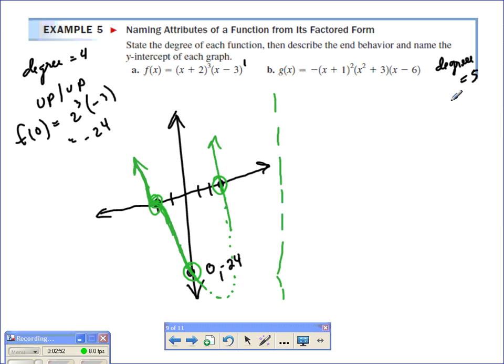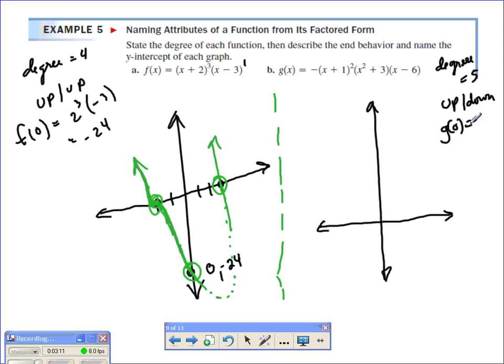And because it's 5, we know it's normally down, up, but because there's a negative out in front here, we're going to say it's up, down. And so I'm going to have something that looks like this. The y-intercept we find at g of 0, which when you calculate it, go ahead and do that. Press pause. Okay. You should get 18, positive 18.